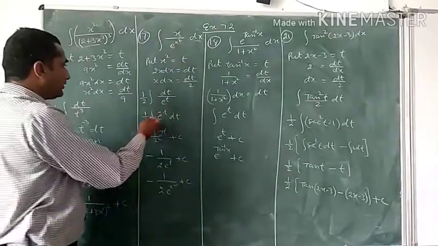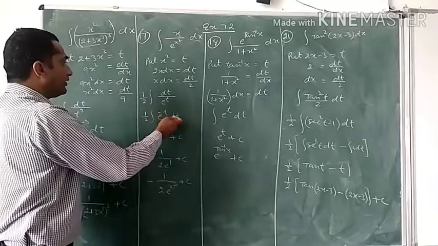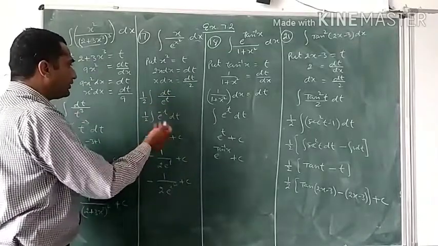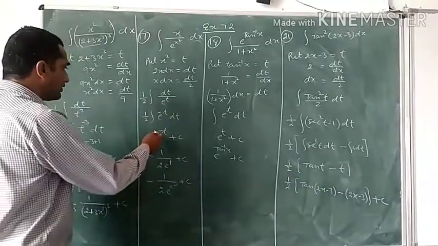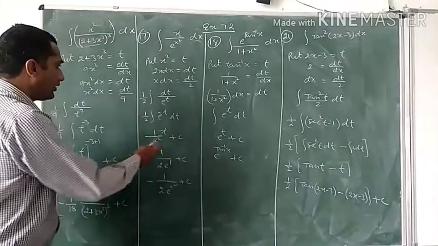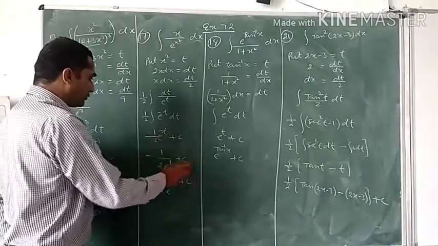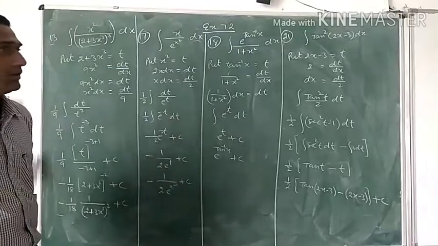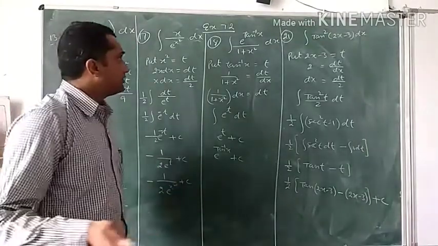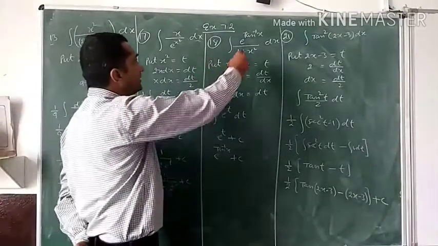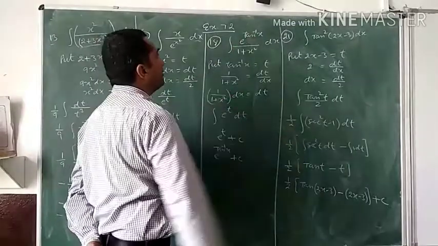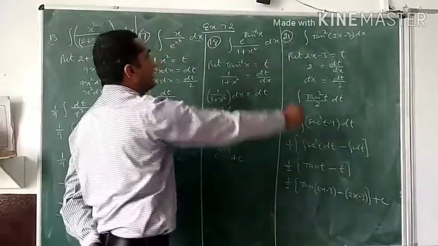Now solving this, e raised to power minus t dt. So the integration of e raised to power minus t, you know, is e raised to power minus t, and minus outside, plus c. Now substituting the value of t, you will get the answer. So very basic questions. So next, question number 18 is e raised to power tan inverse x over 1 plus x square dx.